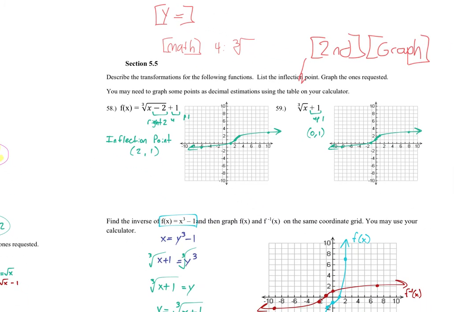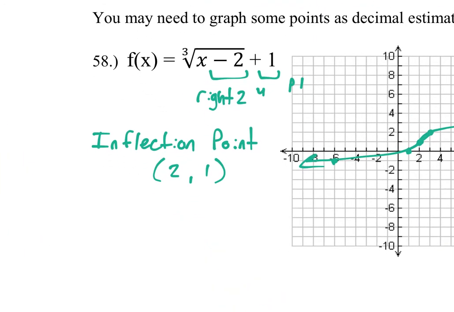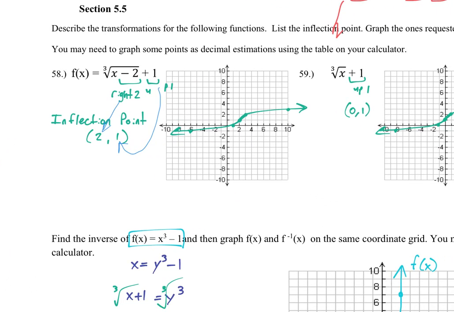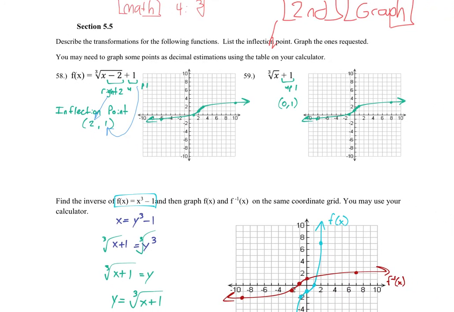Now, the inflection point is very easy to identify. It naturally starts at 0, 0, and then the shifts apply their changes. So that is a shift of going to the right 2. That is a shift of going up 1. So when I apply those two things to 0, 0, it's no longer at 0, 0. It would now be at 2, 1. And for 59, the only shift that happens is a vertical shift up 1. So that's why my inflection point went from 0, 0 to up 1.